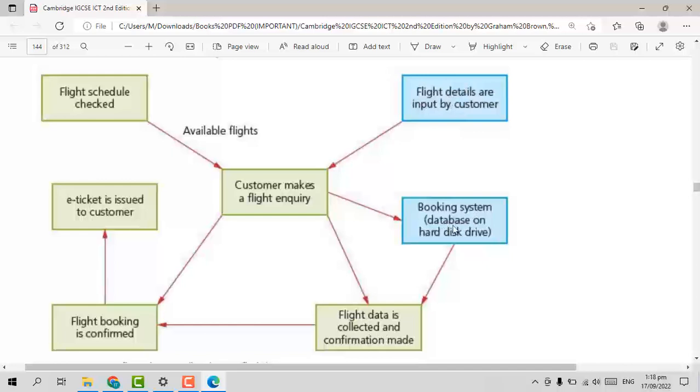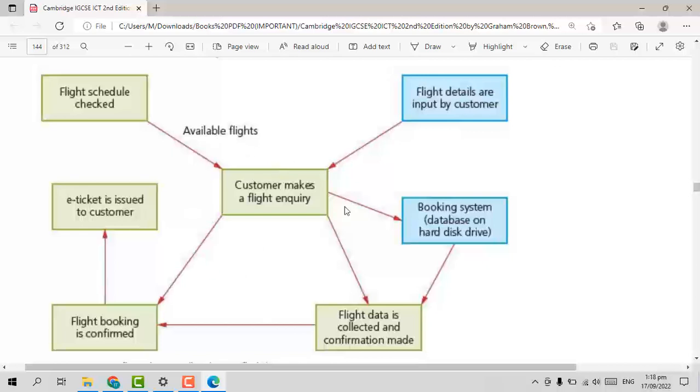Next, now it's 100% confirmed, and then an e-ticket is issued. An e-ticket is a soft copy that can be sent via email or WhatsApp nowadays. You don't have to go and collect a hard copy of your ticket. So those are the things that happen if a customer wants to reserve or book a flight via phone or online methods. Now this is the DFD for a system that books flight tickets.